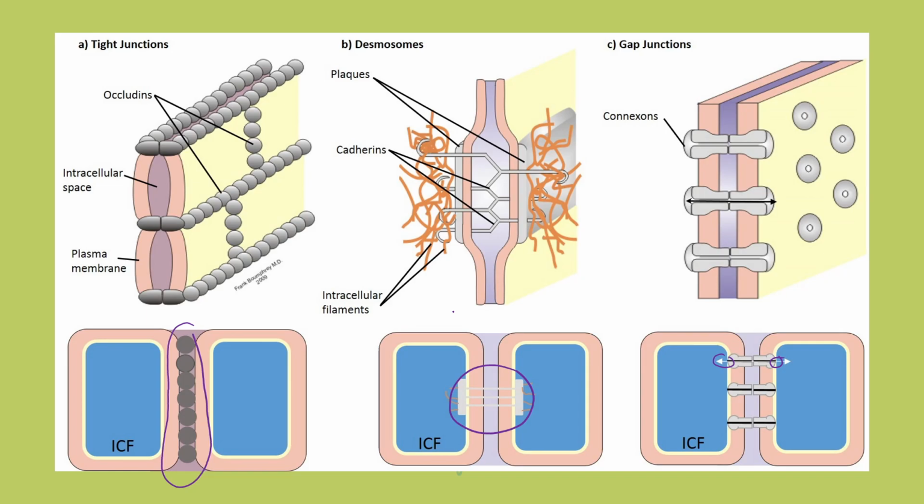in and out. Now, there are actually other names for these different types of junctions. Your tight junction, kids, is otherwise known as your occluding junction. Desmosomes are called your anchoring junction. Your gap junction is what we call your communicating junction. Okay?